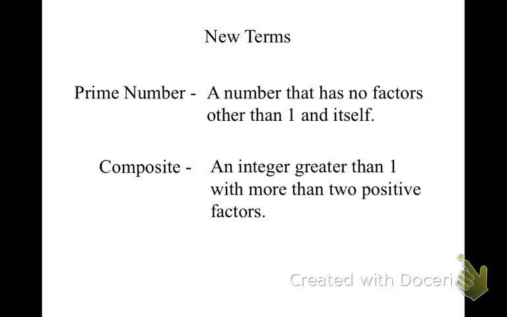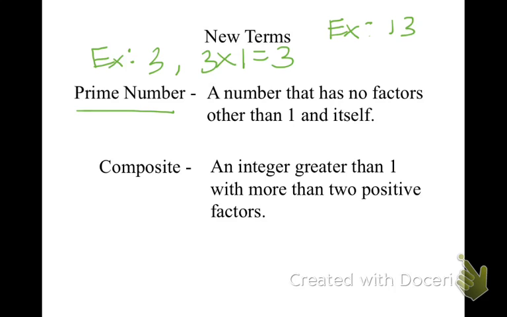Our first new term is called a prime number. This is a number that has no factors other than 1 and itself. So for example, 3 is a prime number. Why? Because only 3 times 1 will give you 3. Another example of a prime number is 13. Why 13? The only way to get 13 is 13 times 1 is equal to 13. So it has no other factors besides 1 and itself.